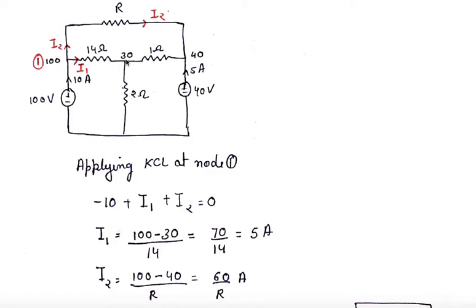Now in this case it is very much clear because 100 is the higher voltage and 30 the lower, but in some cases we don't know the voltage value. We will assume like V1 and V2, but if you are marking the direction of current I1 in this direction, then you have assumed that V1 is at higher potential.